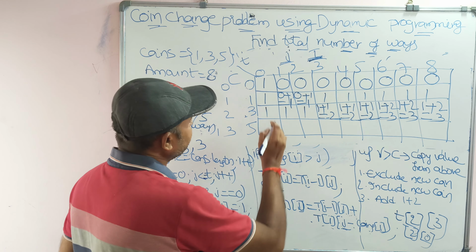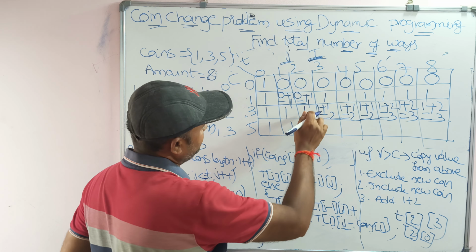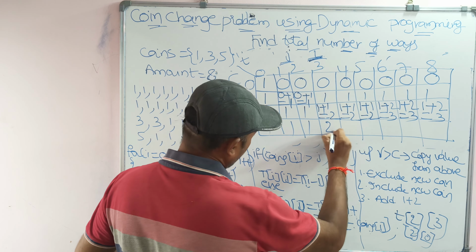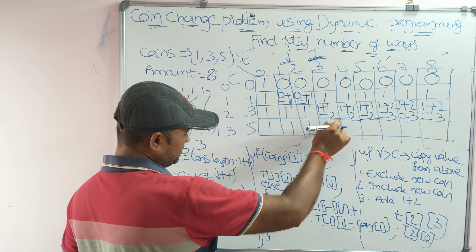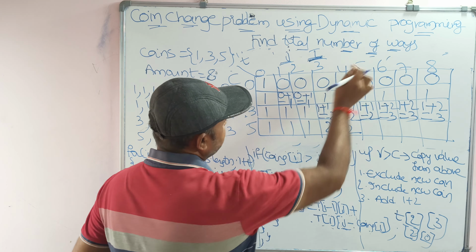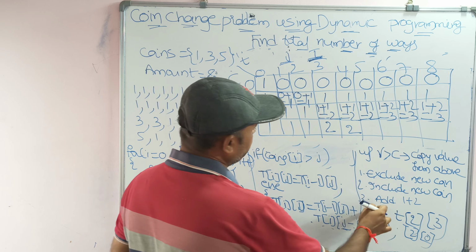Next, 5 greater than 0, true, copy. 5 greater than 1, true, copy the above value. 5 greater than 2, copy the above value. 5 greater than 3, true, copy the above value. Here the above value is 2. 5 greater than 4, copy the above value. Next, 5 equal. So, follow these 3 rules.